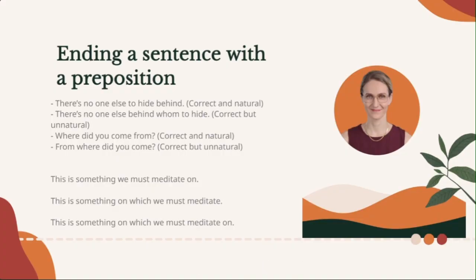Here's a sentence. There's no one else to hide behind. This sentence is both correct and natural. It flows smoothly and clearly communicates the intended meaning. Now, if we try to follow the old rule and avoid ending with a preposition, we must say, there's no one else behind whom to hide. While this is technically correct, it sounds stilted and unnatural. It's a good example of why sticking to the natural flow of the language is often better.